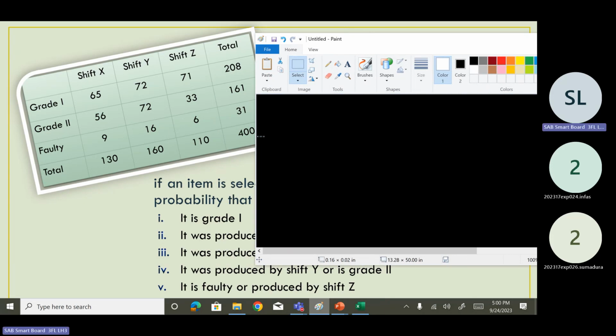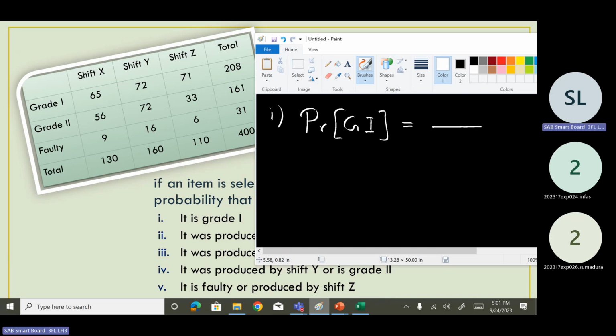So now we'll check. If an item is selected at random, what is the probability that it is grade one? We have introduced some notation, so we'll go with those notations. First part, probability of grade one, G1.